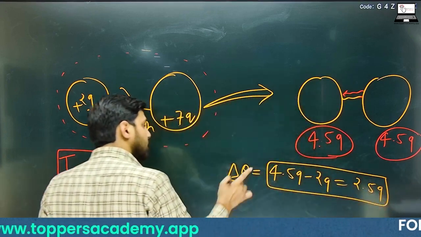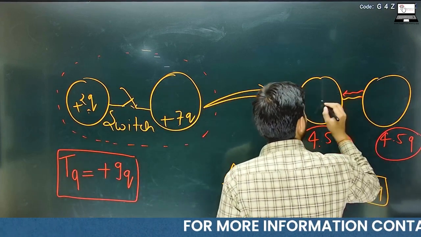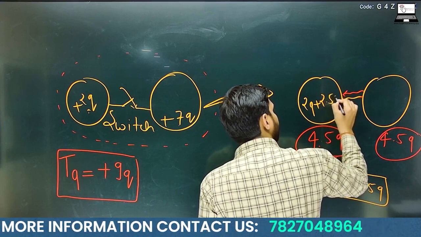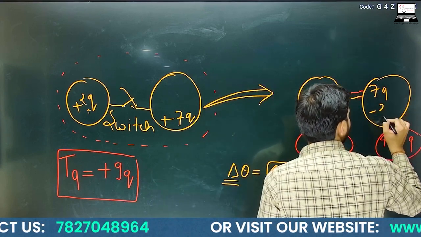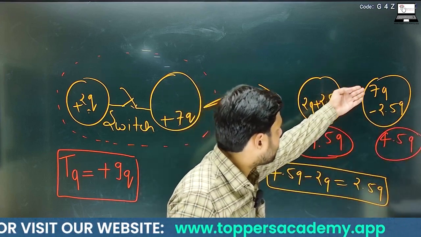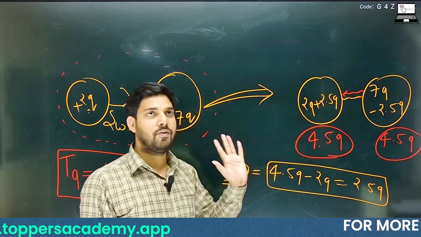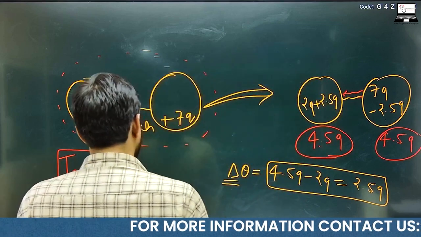This is the transfer of charge from this sphere to this sphere, which means first it was 2q and now it is 2q plus 2.5q. Similarly, initially it was 7q, now minus 2.5q. Both are getting the same value. 7 minus 2.5 is 4.5. 2 plus 2.5 is 4.5. Clear?